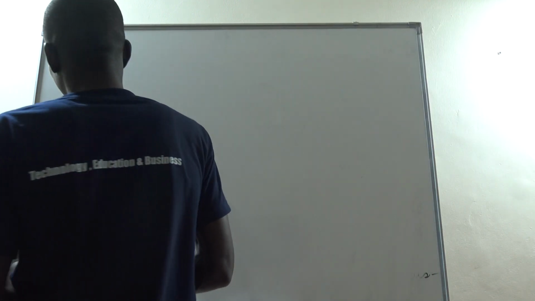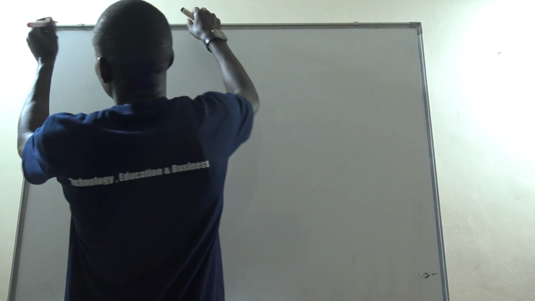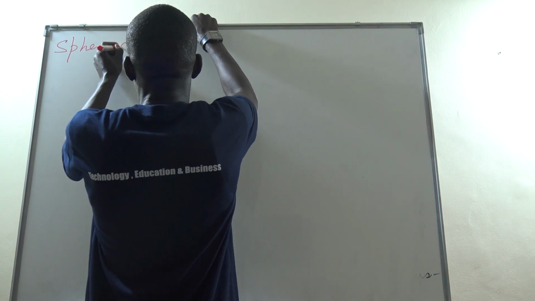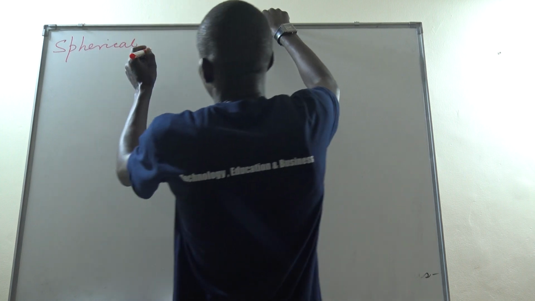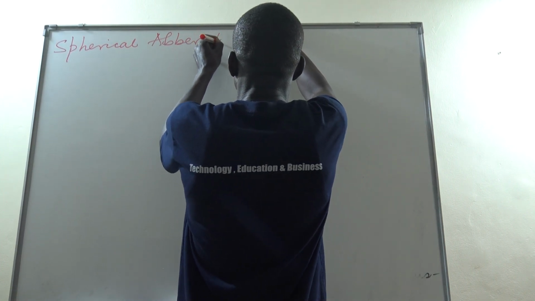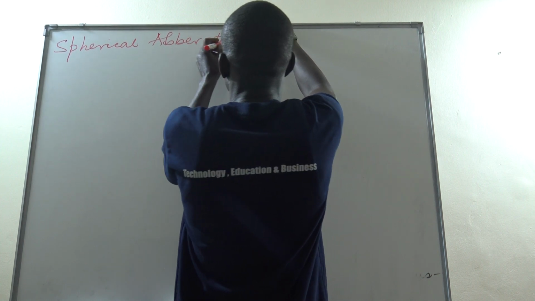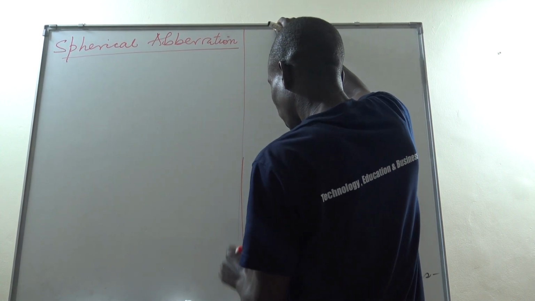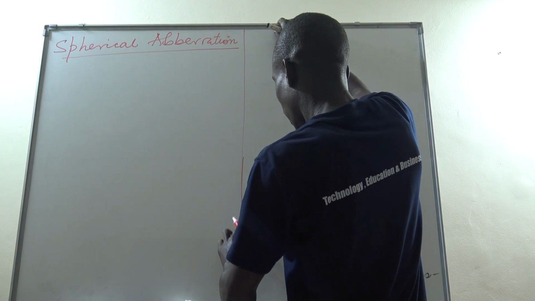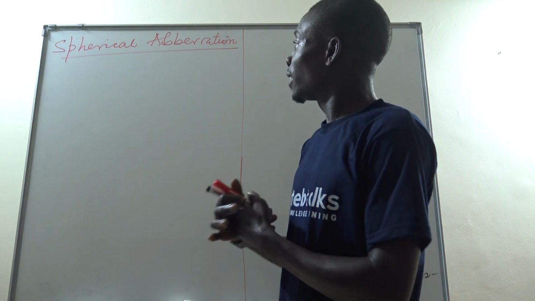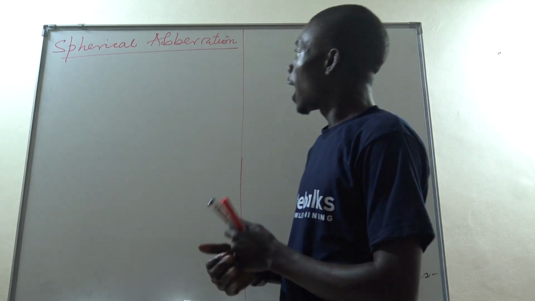So in this video here, we are going to look at what we are calling the spherical aberration. So our basic heading here, we say is spherical aberration.